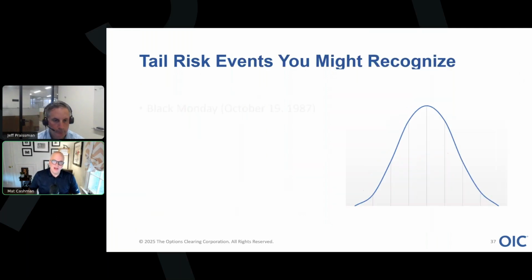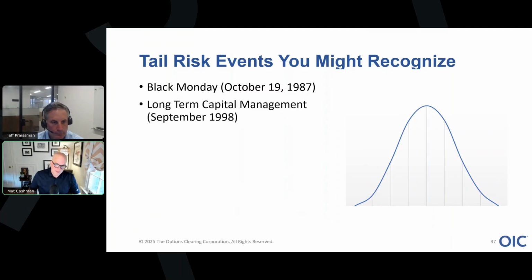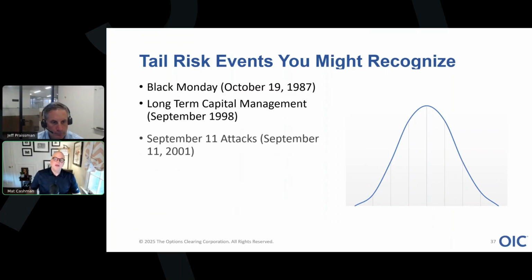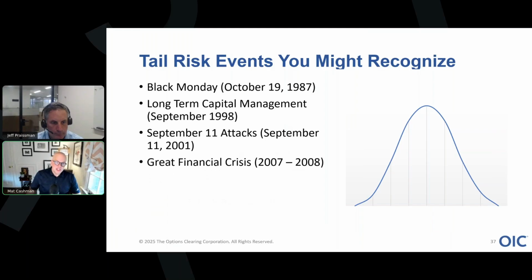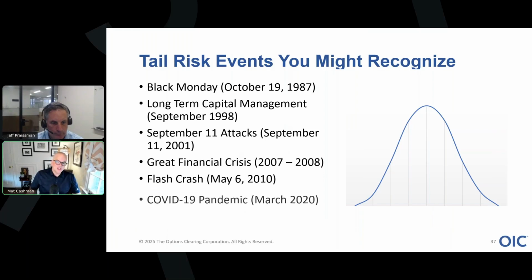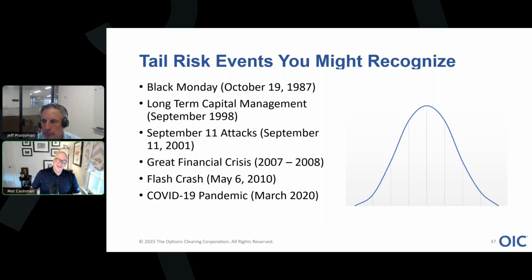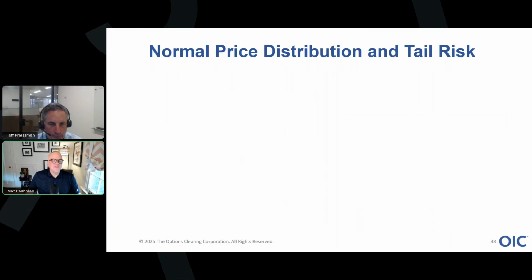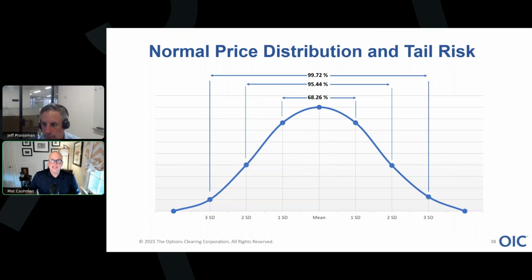Here are some tail risk events you might recognize. Black Monday, long-term capital management, LTCM, September 11th, the GFC, the flash crash, COVID, and I'm going to add to this Liberation Day from last year, I think, or maybe was that this year? It feels like it's been 10 years, but those are the kind of events that are tail risk events that have happened in the past.